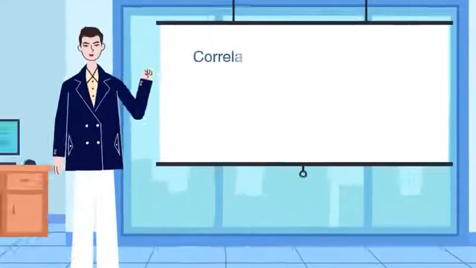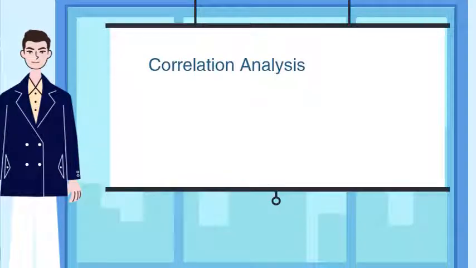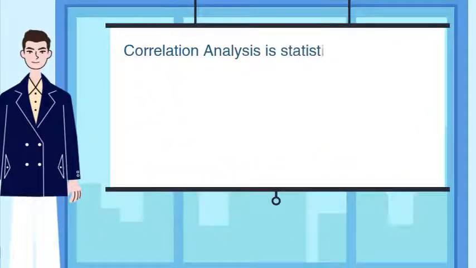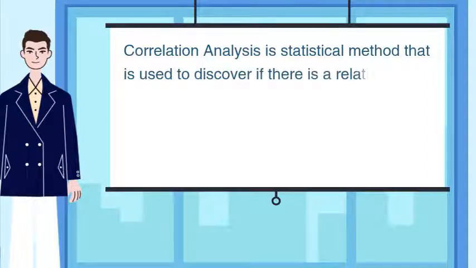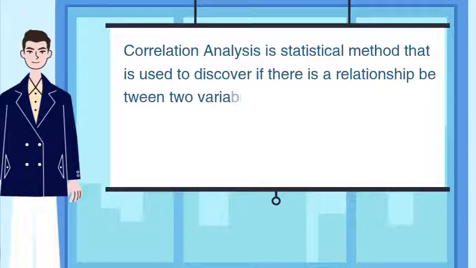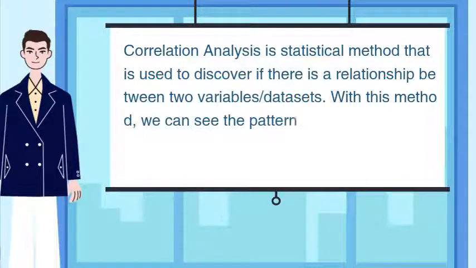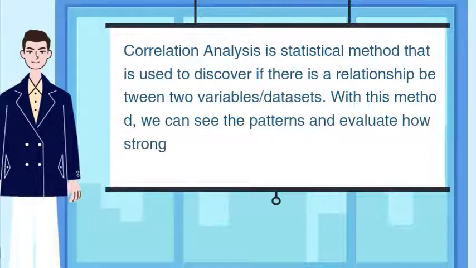The topic for today's discussion is correlation analysis. Correlation analysis is a statistical method that is used to discover if there is a relationship between two variables or datasets. With this method, we can see the patterns and evaluate how strong that relationship is.